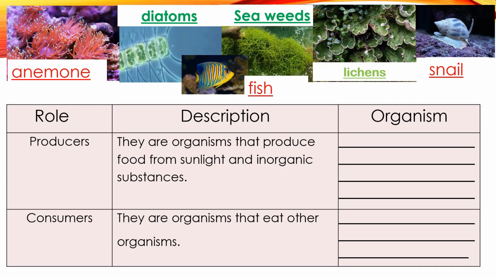Let's start with animal. How it interacts with other organisms. Yes, animal is the consumer. How about diatoms? Yes, it is producer. How about the fish? Yes, it is consumer. And the seaweeds? Yep, it's producer. And lichens too. And the snail is consumer.